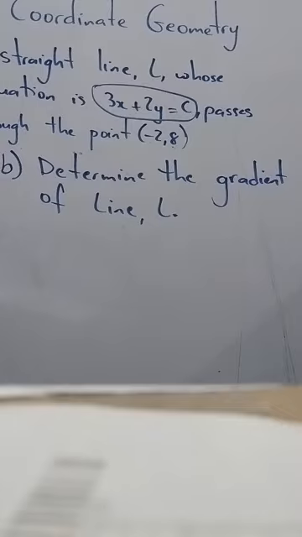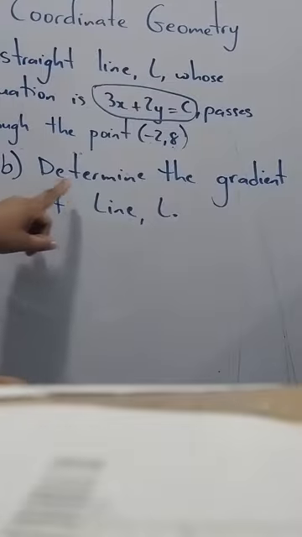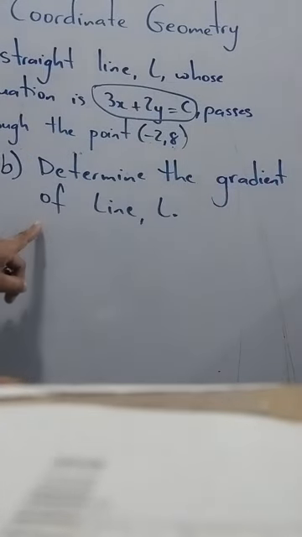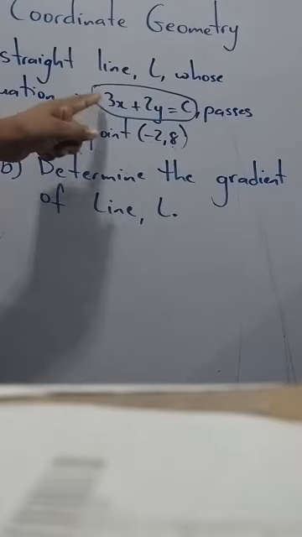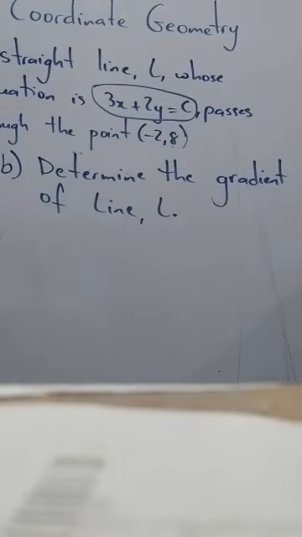All right, so we're ready for part B. Part B says to determine the gradient of line L. How is this information, the unknown, connected to the known? We're back here. That's the equation that we were given.